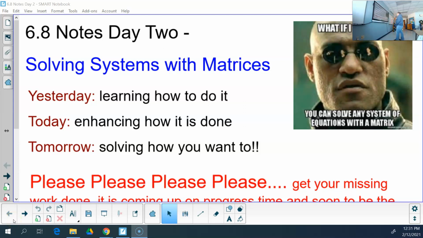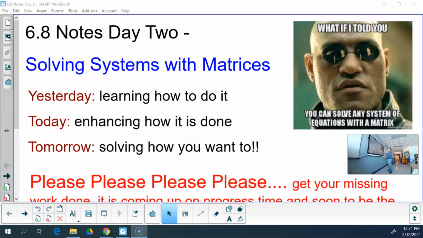I should probably move myself here so that you guys can see that you can solve anything with a matrix, as we learned yesterday. Okay? So yesterday we learned how to solve systems using matrices. Today we're going to do a quick video, a short one again. We'll see how many people watch this one, and then tomorrow we'll do some more solving.